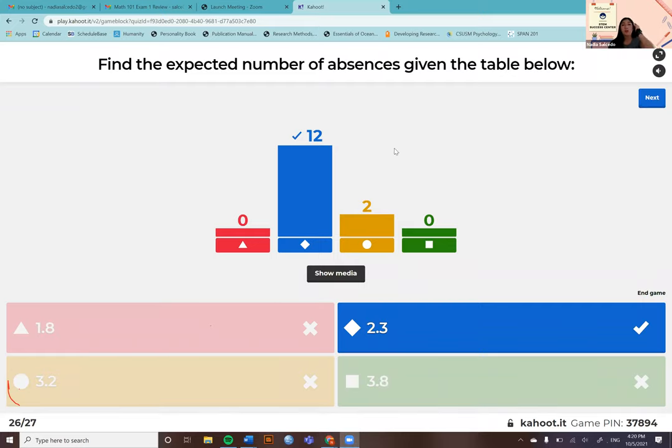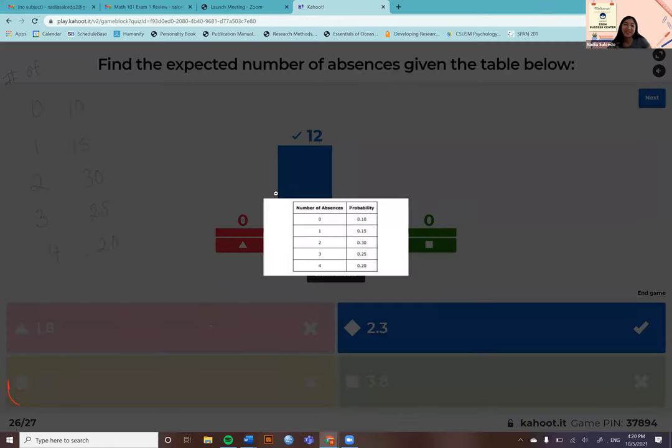Okay, perfect. So it doesn't give me the table. Oh, that's not fair. Okay, so I think it was 0.10. Actually, I do have it. 0.15, 0.3, 0.25, and then it was 4 and 0.20. So this is going to be the number of... oh, thank you, whoever said that. I didn't know that was a thing. Okay, so yeah, this is the table right here.